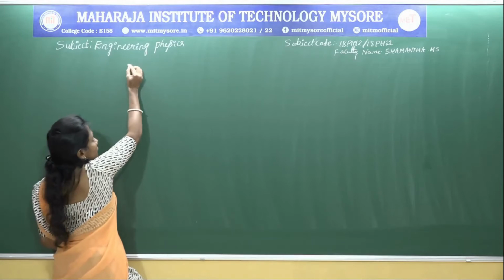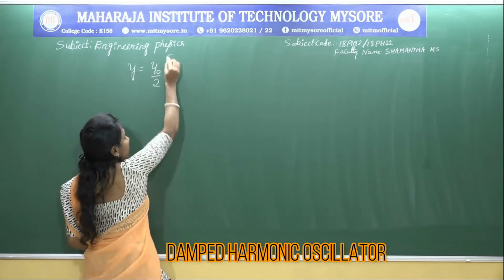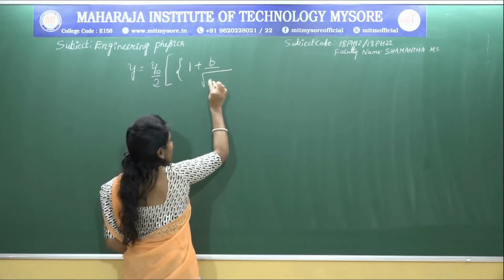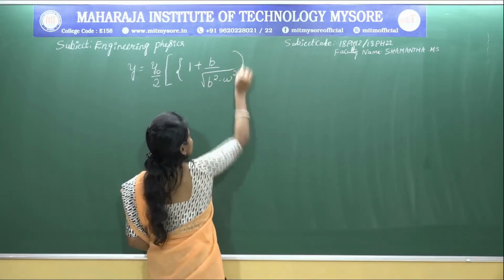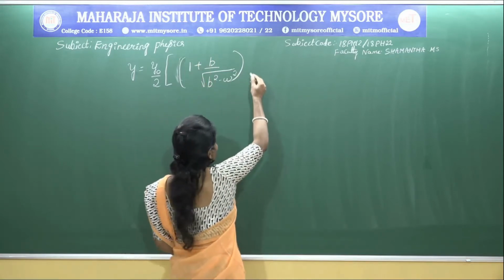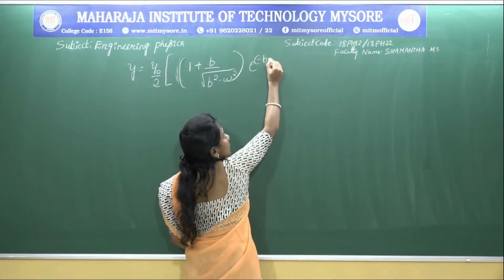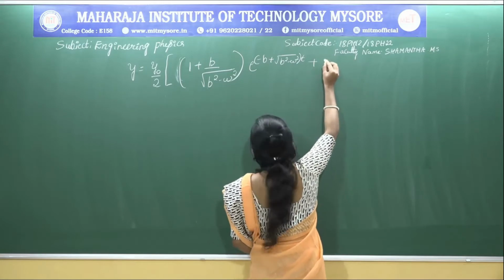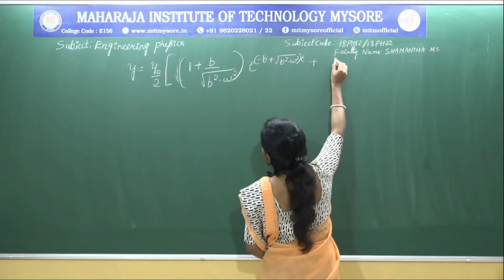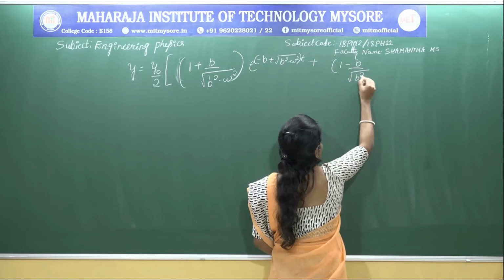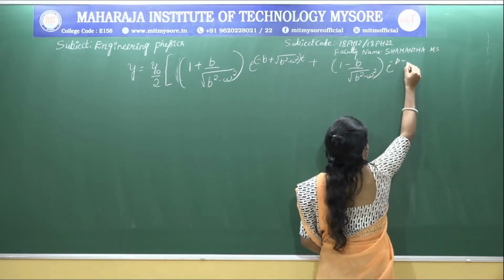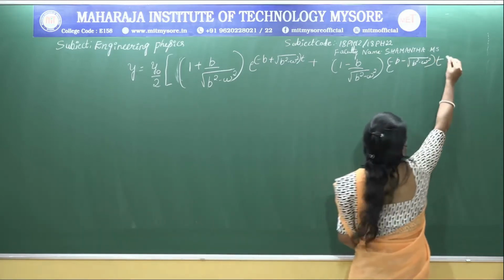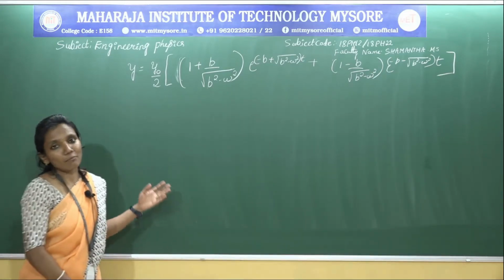That is, we got the expression y is equal to y naught by 2 into [1 plus b by root of b square minus omega square] e to the power of minus [b plus root of b square minus omega square] into t, plus [1 minus b divided by root of b square minus omega square] into e to the power of minus [b minus root of b square minus omega square] into t. So, this is the expression we got. This is the displacement equation for the damped oscillation.